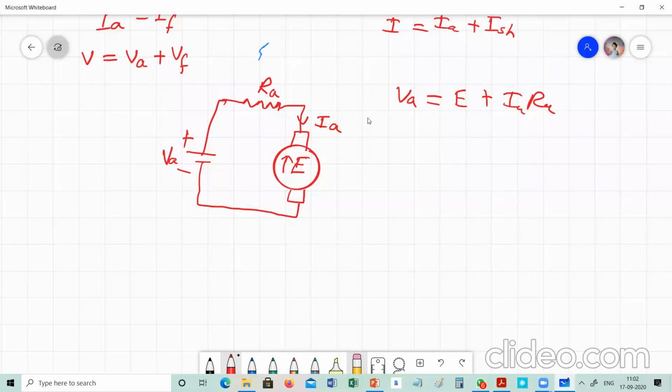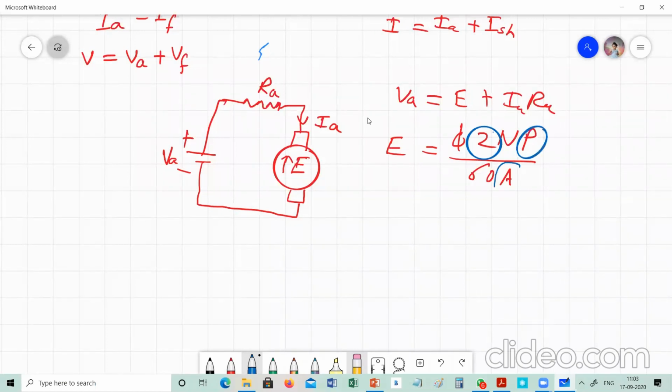But we know that E is equal to phi Z N P by 60A, where Z is the number of conductors. Once the motor is manufactured, it is going to be constant. P is the number of poles, it is also going to be constant. A is the number of parallel paths. Once the motor is manufactured, these three terms are going to be constant.